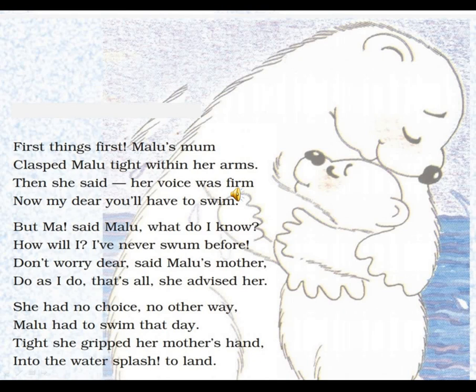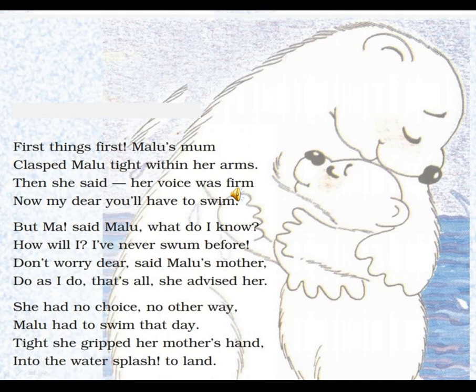Then she said, her voice was firm, "Now, my dear, you'll have to swim." So see, students, Malu is going to take her first lesson, her first swimming lesson. Okay, she's a little polar bear and she has to know swimming. Her parents know that, but she doesn't know it. That is why Malu's mother is preparing her for the lesson. So in the very beginning, she is trying to give her courage by holding her tightly, by loving her, and then she firmly says, her voice is firm, that "Now, my dear, you'll have to swim."